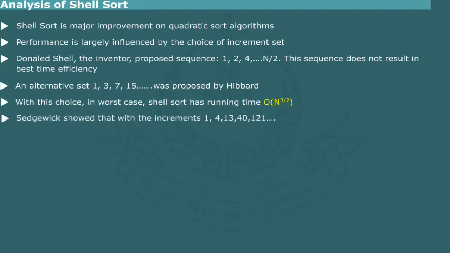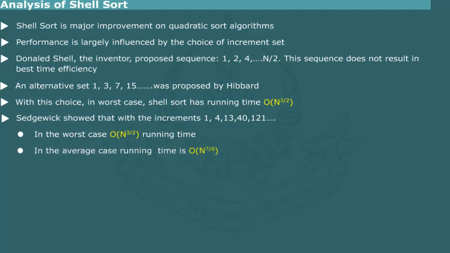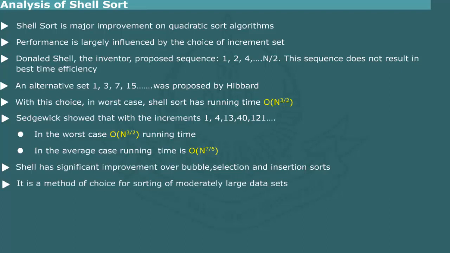Sedgwick has shown that with the increments 1, 4, 13, 40, 121, in the worst case situation, the shell sort has O(n^(4/3)) running time. In the average case scenario, the running time is O(n^(7/6)). Thus, in either case, shell sort has significant improvement over bubble sort, selection sort and insertion sort, which have running time O(n²). As such, shell sort is a method of choice for sorting of moderately large data sets consisting of few thousand data items.